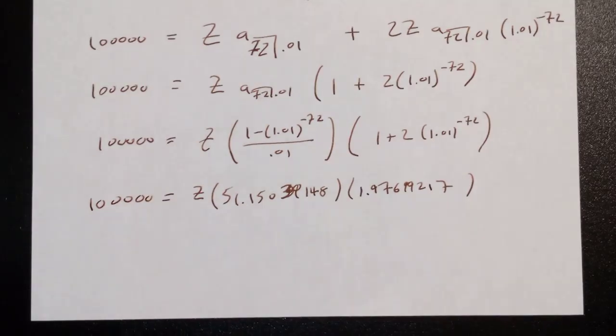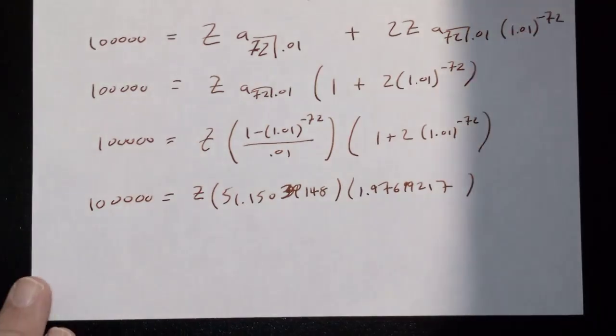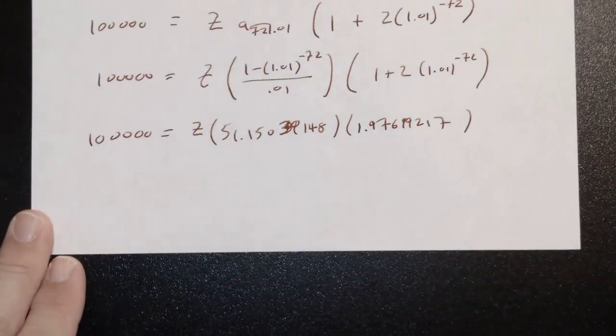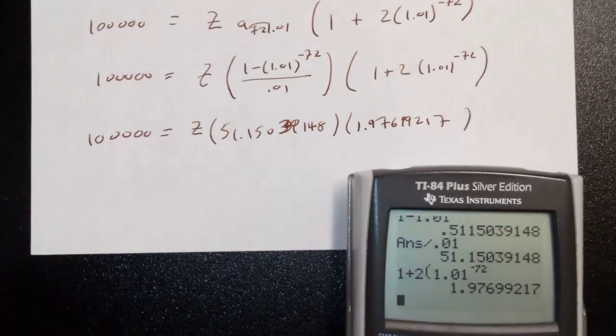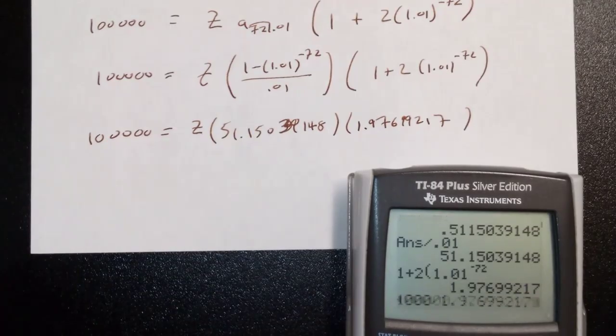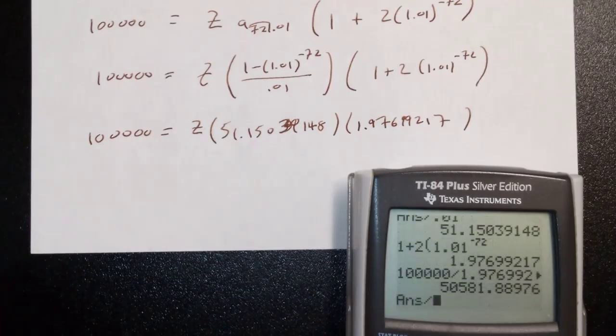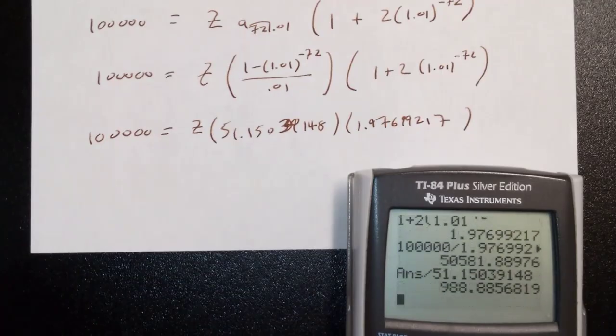So what I'm going to do is I'm going to take the 100,000 and divide by each of those numbers. 100,000 divided by this number, then divide by that number. So this is my monthly payment. I'm going to round up, so it's $988.89.